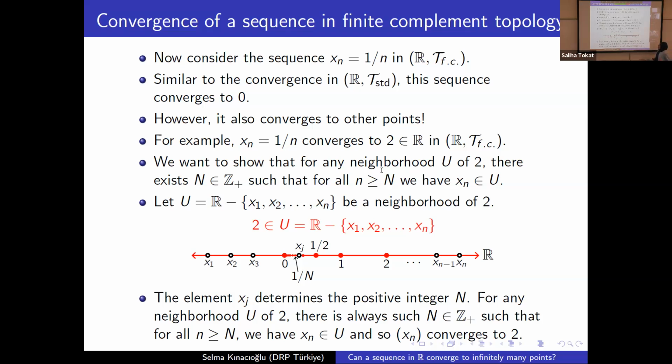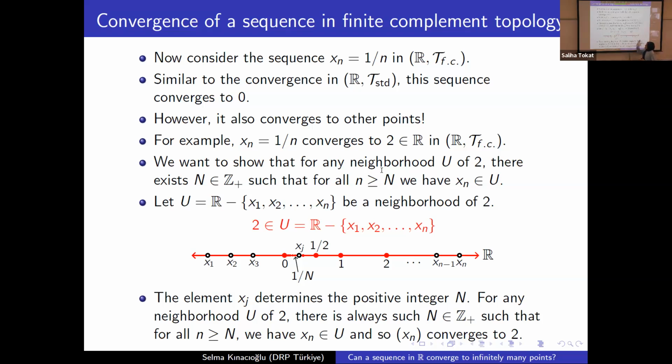In a finite complement topology, an open set has a finite complement. So for example, my claim is that 1 over n converges to t, any real number. So I have to prove that any neighborhood containing 0 has to contain 2 at the same time. Because if all neighborhoods contain 2, that means the sequence converges to 0 and to 2 at the same time. Because all neighborhoods contain 2, I can say that the sequence converges to 2.